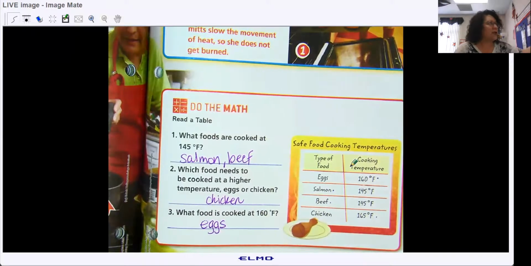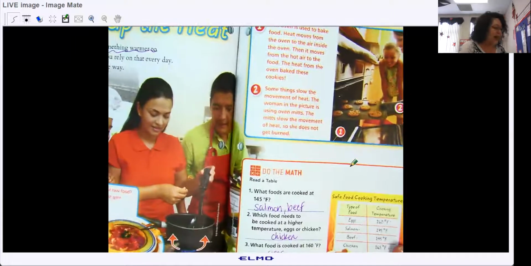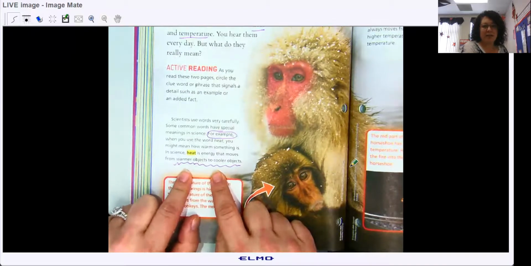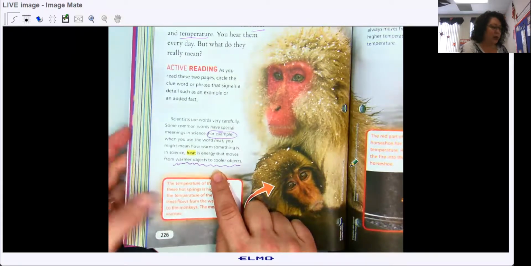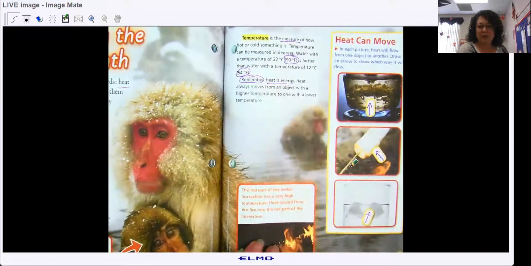Okay. So that's all for today. We're going to do the rest of it tomorrow. Your takeaway today, again: heat moves from warmer objects to cooler objects. And temperature measures how hot or cold something is.